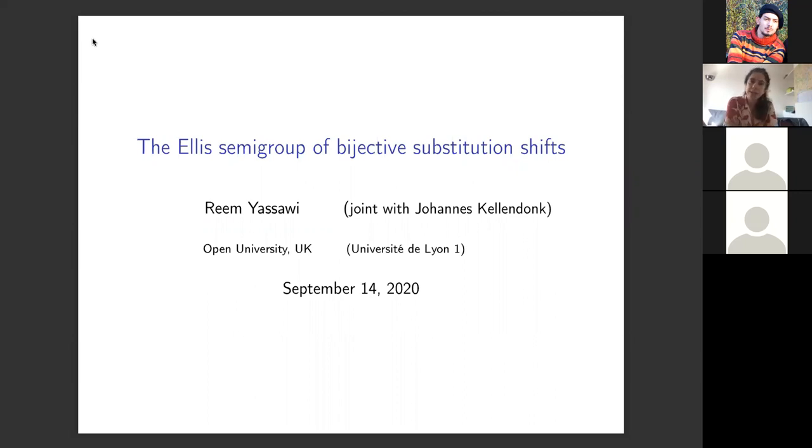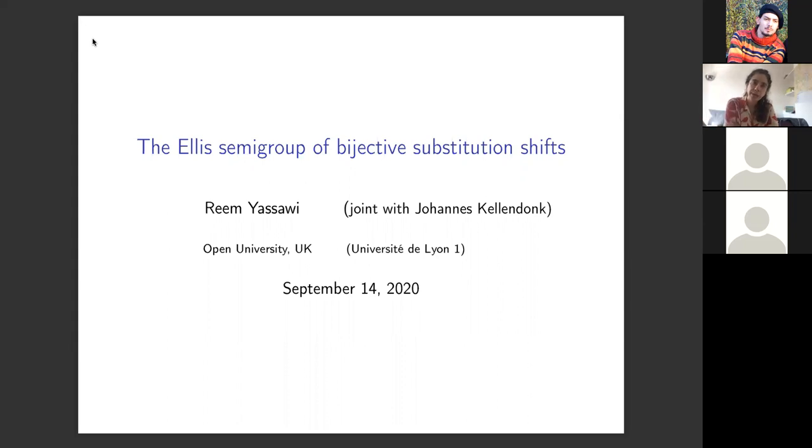So I'm going to talk today about this Ellis Semigroup. It's an algebraic invariant of dynamical systems. It's also known as the enveloping semigroup. It's joint work in continuation with Johannes Kellendonk, who is also at Lyon.